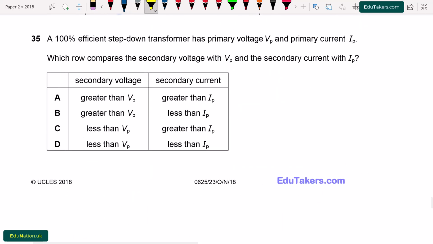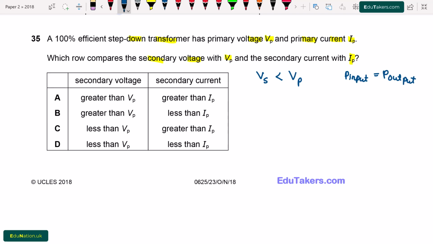Question number 35. A 100% efficient step-down transformer has primary voltage Vp and a primary current Ip. Which row compares the secondary voltage with Vp and the secondary current with Ip? So first of all, we know that in the step-down transformer, the voltage across the secondary is smaller as compared to the voltage across the primary. Next, it is given that this transformer is 100% efficient. It means that the input power will be equal to the output power.